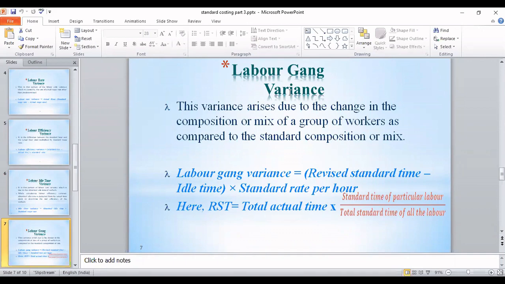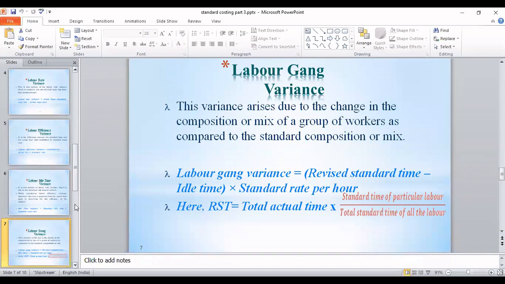But actually, when you take up the work, your requirement was different and you change the composition. Is it possible or not? You took four skilled workers and three unskilled workers, so you have changed the mixture, correct? When you change this composition, there has to be some difference, and that difference we call labor gang variance or labor mix variance. Is this clear, everyone?